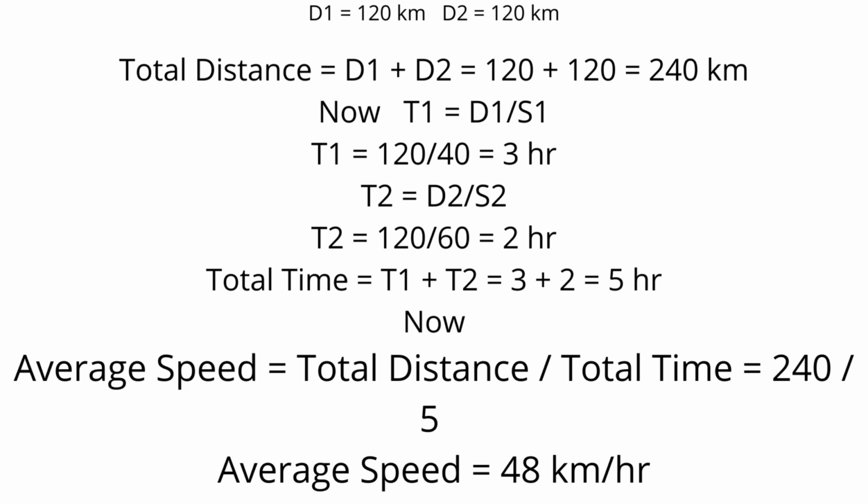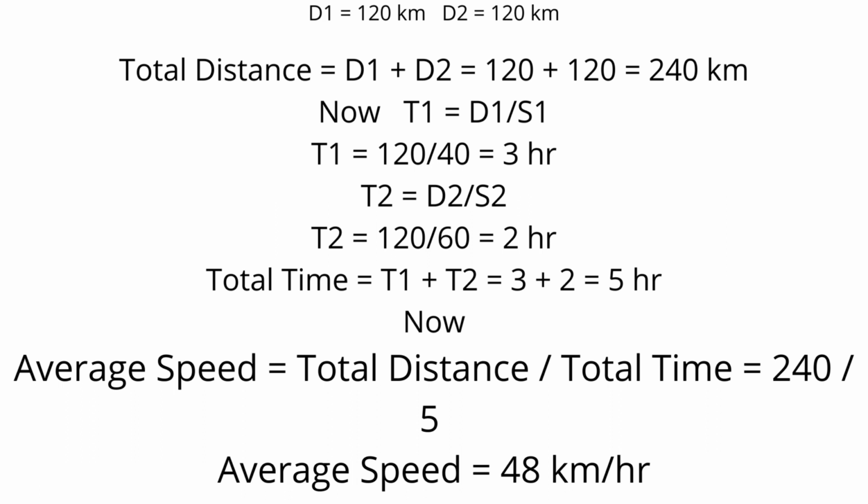Since the car travels from Chennai to Bangalore and again back, the distance will become doubled. D1 plus D2 is 120 plus 120, 240 km. So the total distance traveled is 240 km. In order to calculate average speed, after knowing total distance, you have to take the total time. The formula for time is distance by speed. Distance is 120. The speed was 40 while traveling from Chennai to Bangalore. So T1 is equal to 120 by 40 is equal to 3 hours. Similarly, T2 is 120 by 60 is 2 hours.